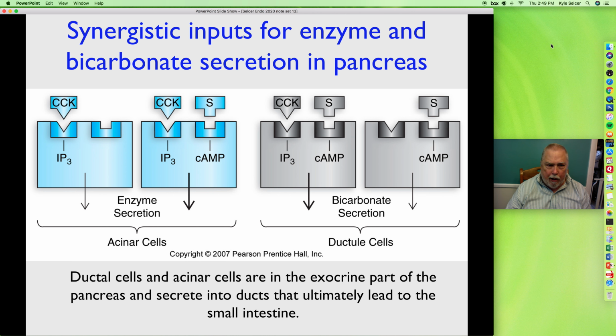So the bottom line is your best digestion occurs when cholecystokinin and secretin are both present at the same time. They'll work on the acinar cells, the exocrine pancreas, to cause digestive enzymes, the zymogens, to be produced, and they'll work on the ductal cells to cause bicarbonate and water production.